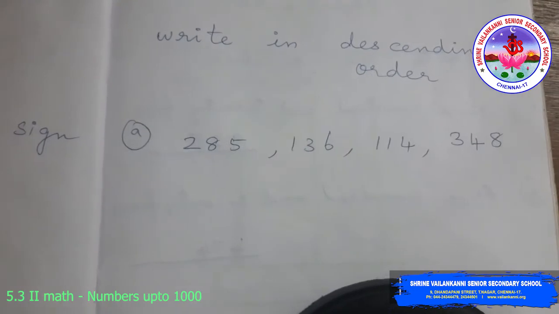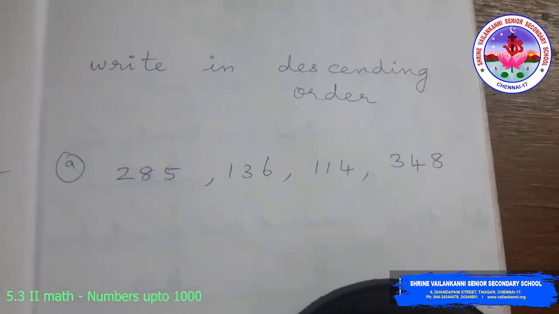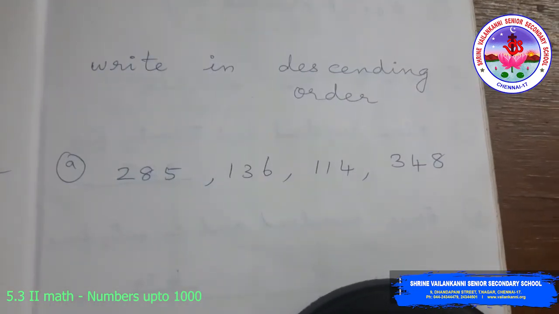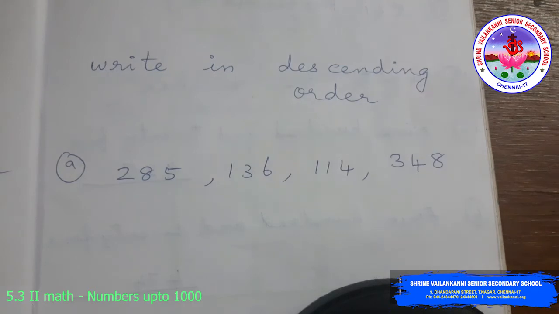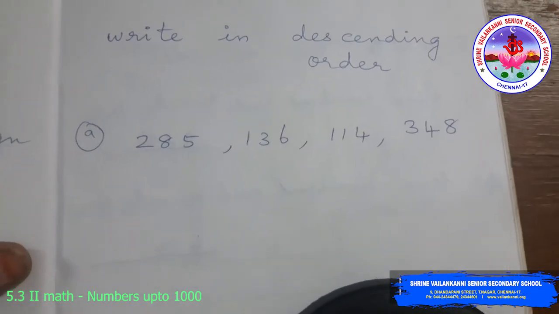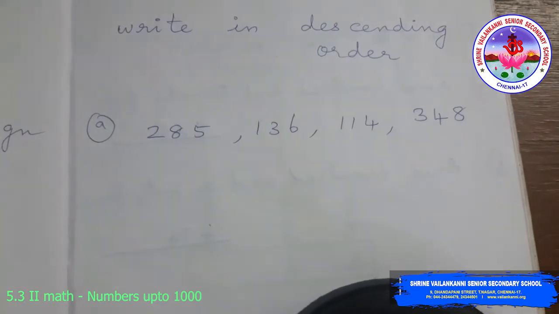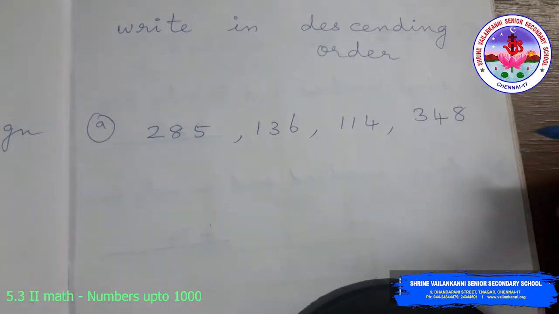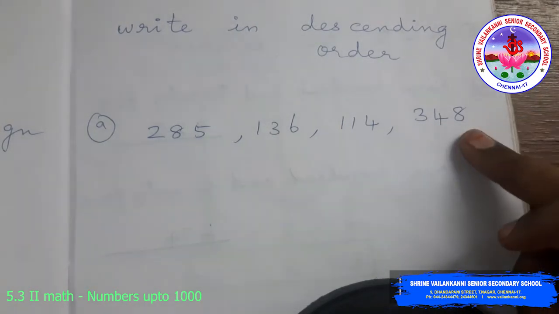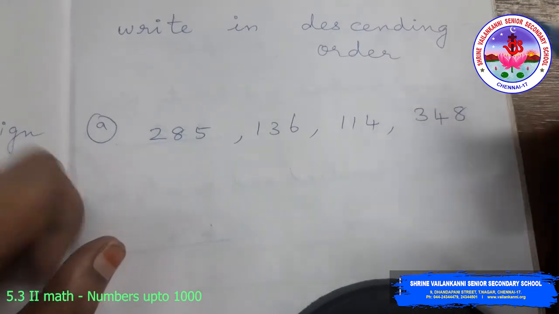Now we'll write in descending order. What is descending order? It is arranging numbers from big to small. We are following the same rule, but we'll write the bigger number first. In ascending order, we write the smaller number first. In descending order, we write the bigger number first. We are taking 4 numbers.